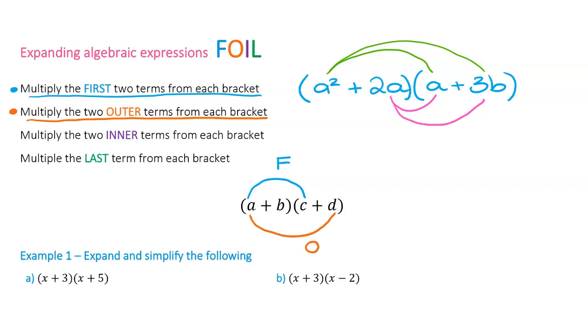So that's outside. Then the next one, we're going to multiply the two inner terms from each bracket. So when we look at all these brackets, which two terms are the most inside? Well, that's going to be B and C. So that's our inside or inner. And then, most appropriately, we're going to multiply the last term from each bracket. And we do that last. So we're going to multiply the B and the D. And that's our last step there. So if you remember FOIL here, you'll be able to expand a double set of brackets.